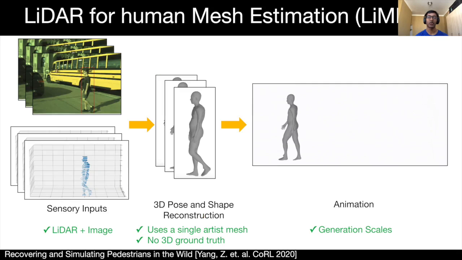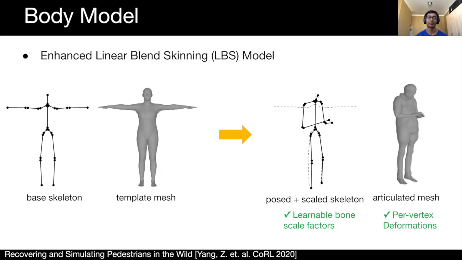Instead, in our work, we propose to leverage both LiDAR and camera data captured in the wild by a fleet of sensor-equipped cars. Our method, LIME, is a self-supervised deep structured energy model that directly recovers human shape and pose from sensor data. Importantly, our method is cost-effective and scalable, as we don't use any 3D pose or shape for ground truth, and we only use a single template mesh for our body model.